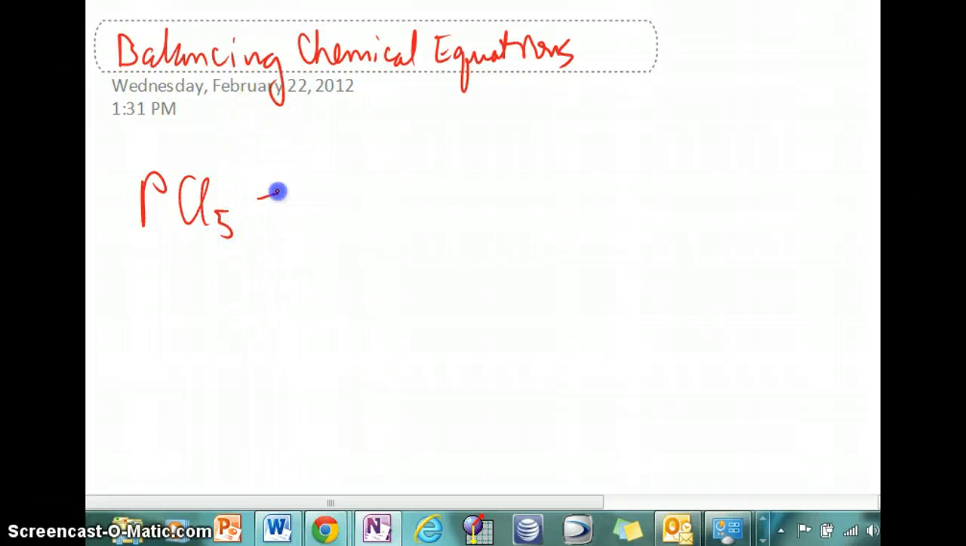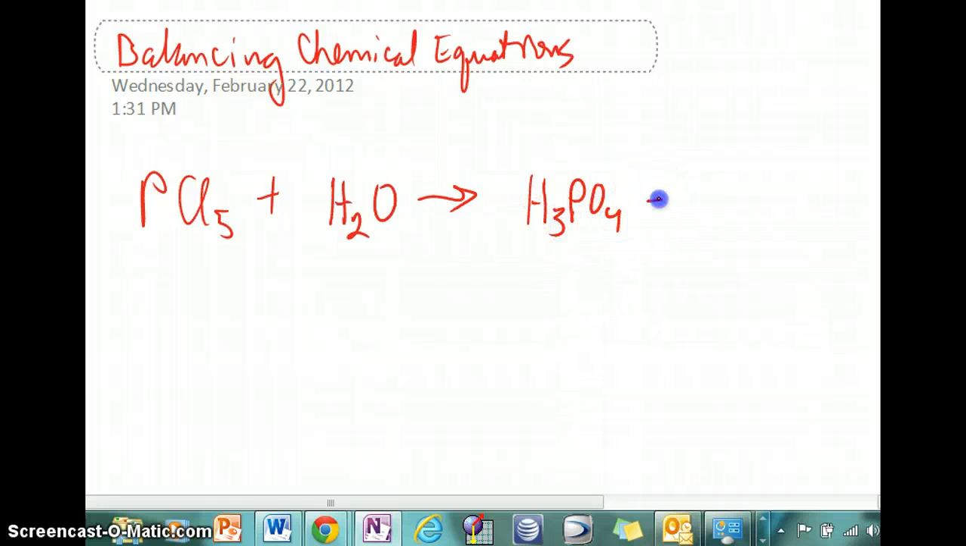So I've got phosphorus pentachloride plus water, and this is going to make hydrogen phosphate. I believe this is phosphoric acid actually, and hydrochloric acid, which is HCl. All right, now let's use different numbers to be able to balance it.